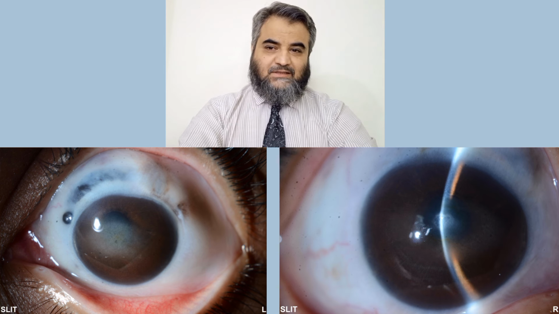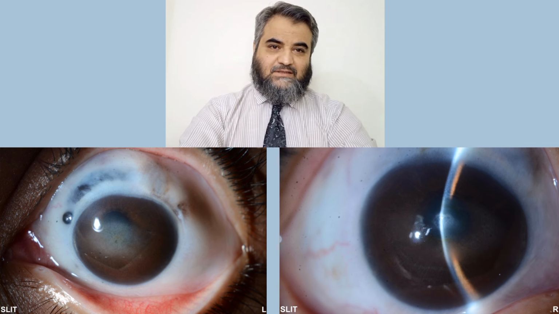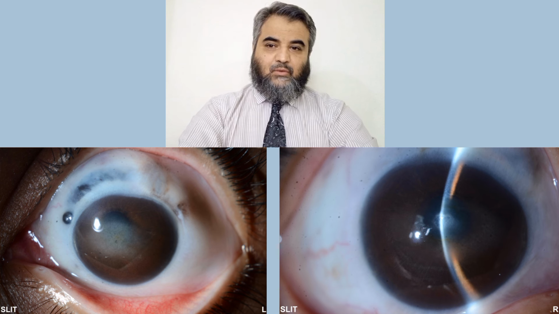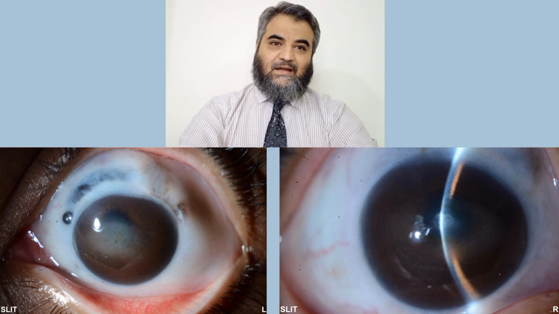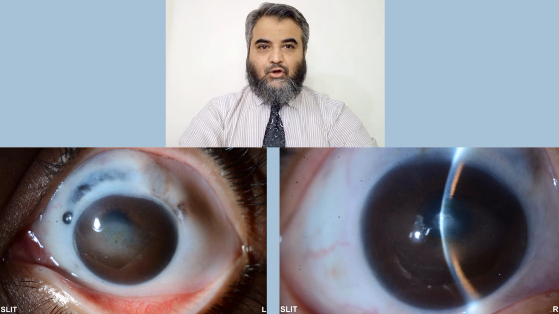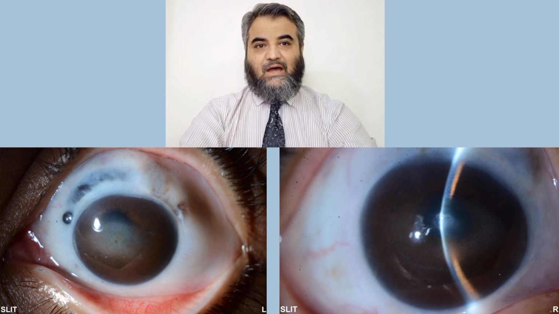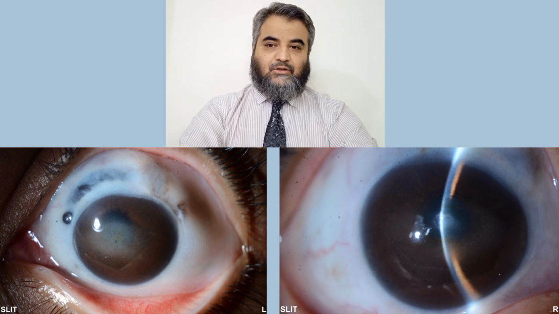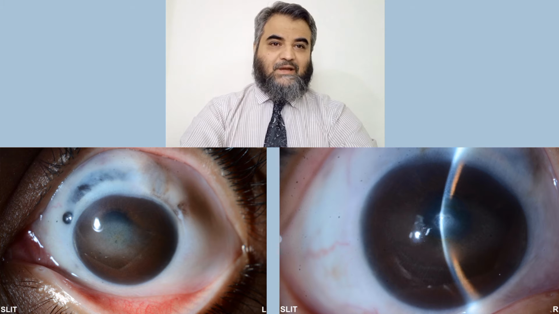While if we see the slit lamp, in which the slit has been formed, we can see that the anterior chamber is shallow, and that is because of the adhesions between the iris and the cornea. So it is not a well formed anterior chamber.